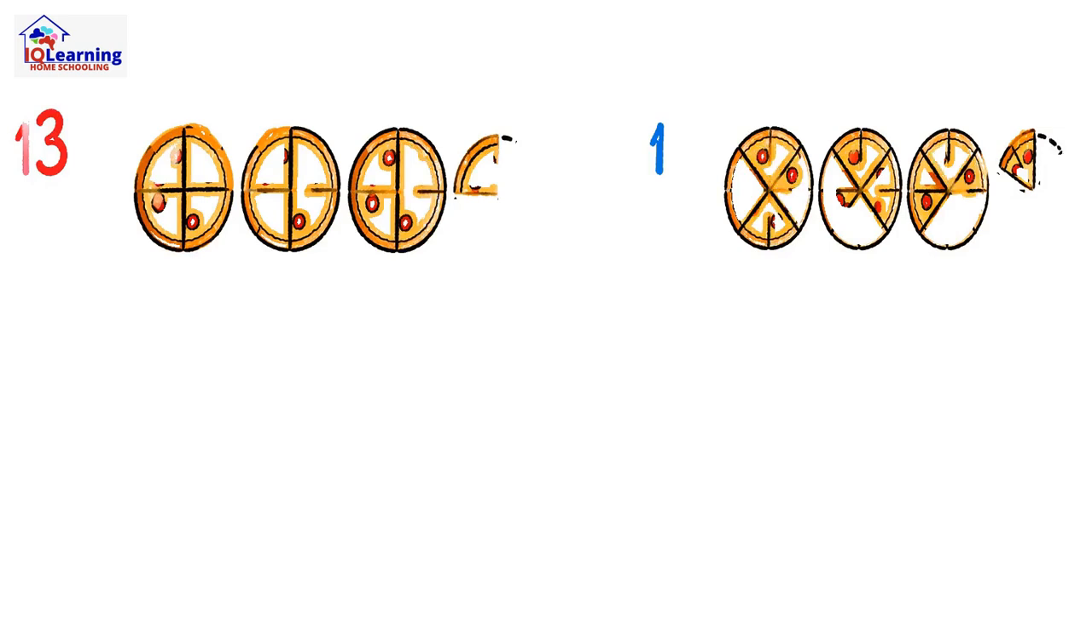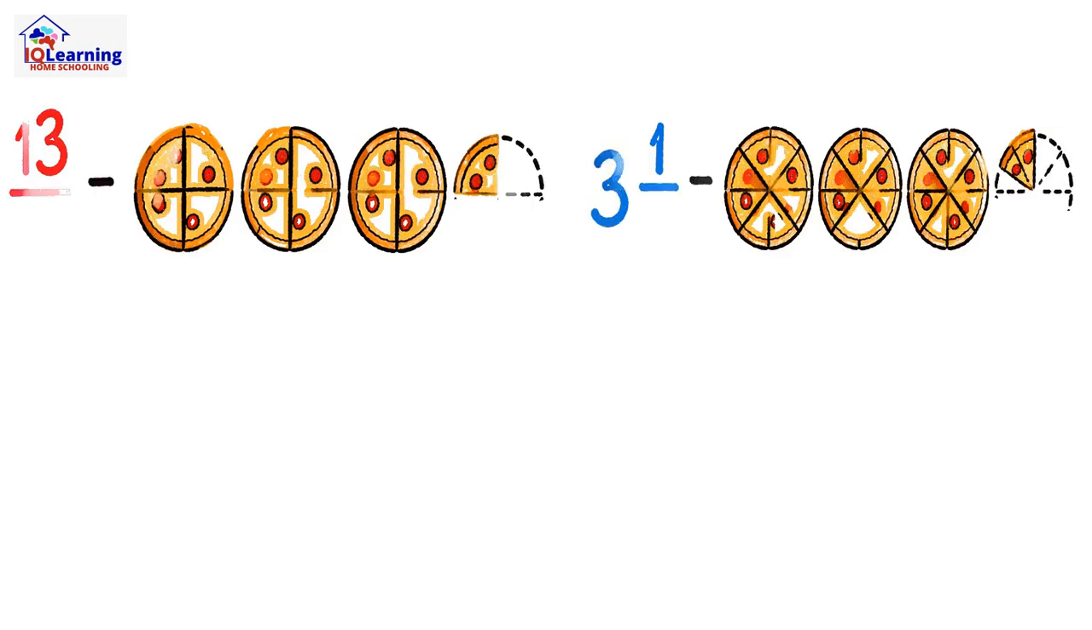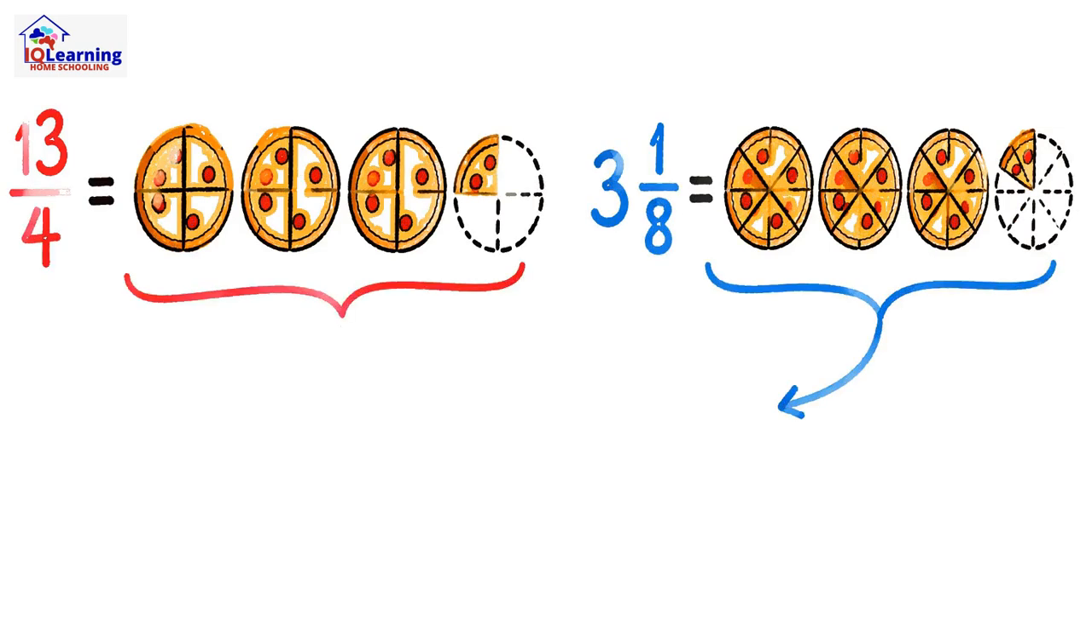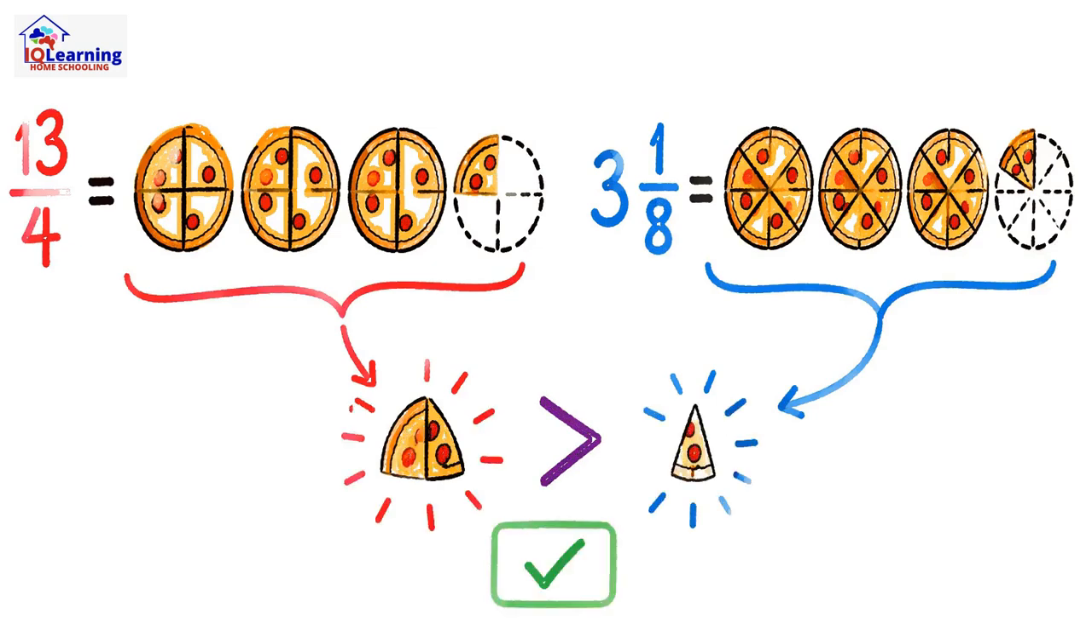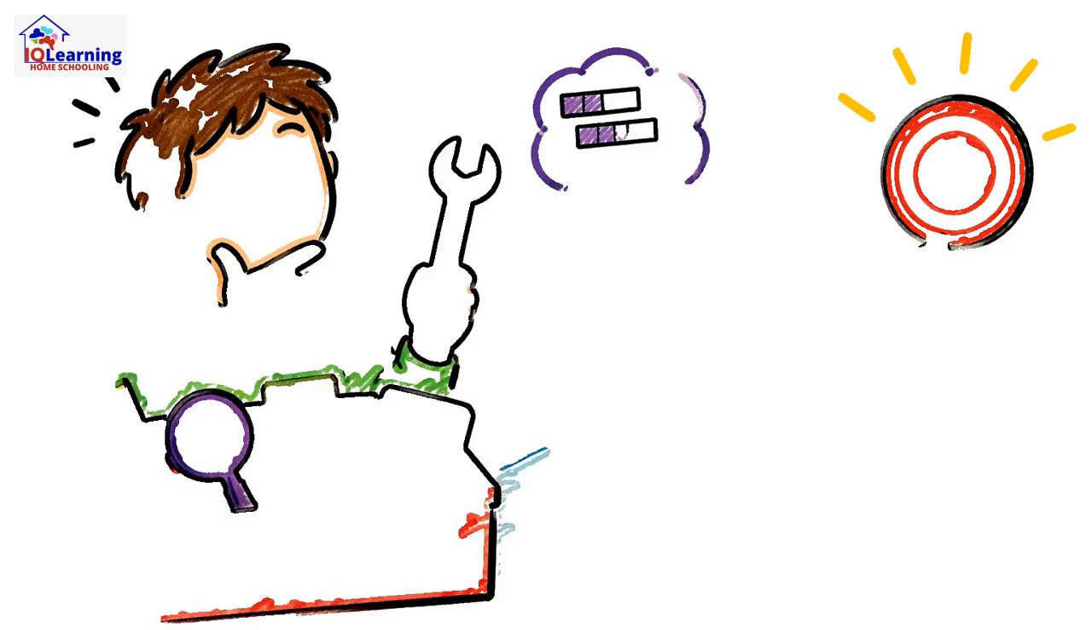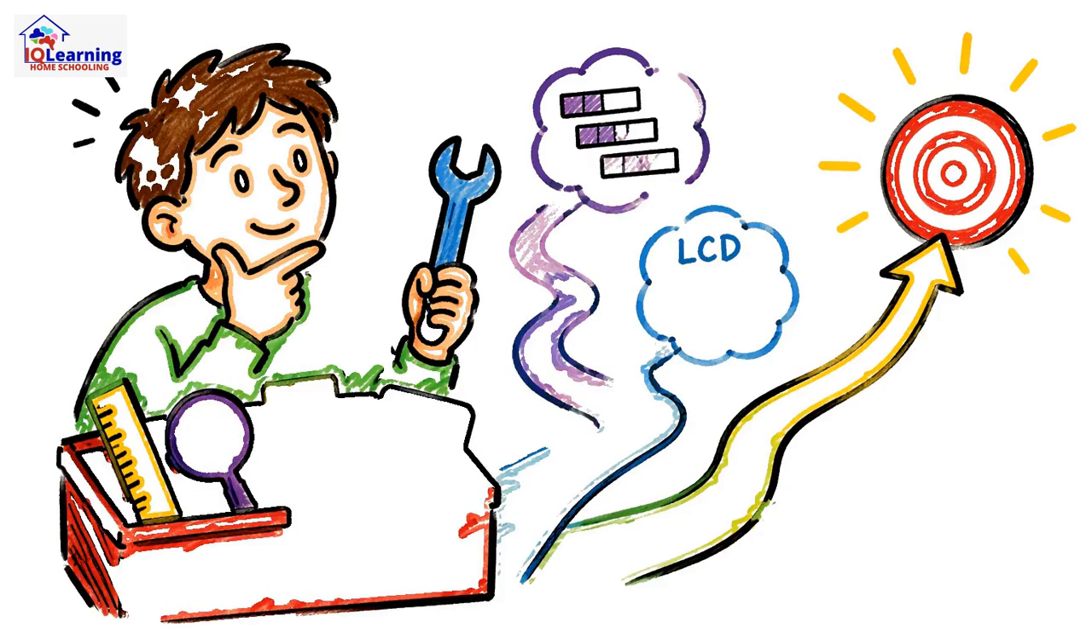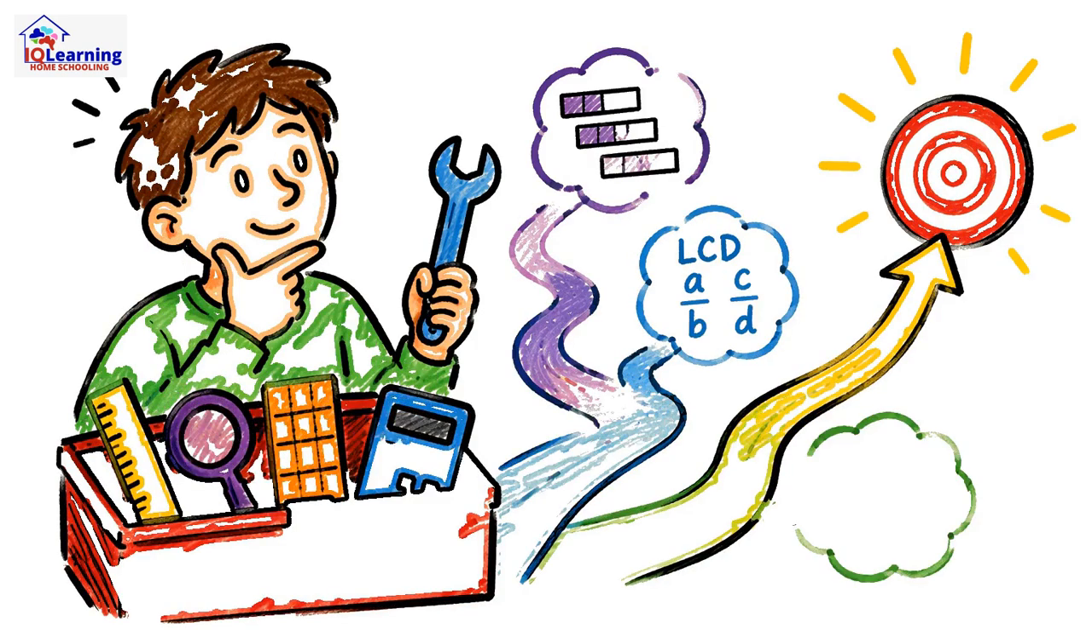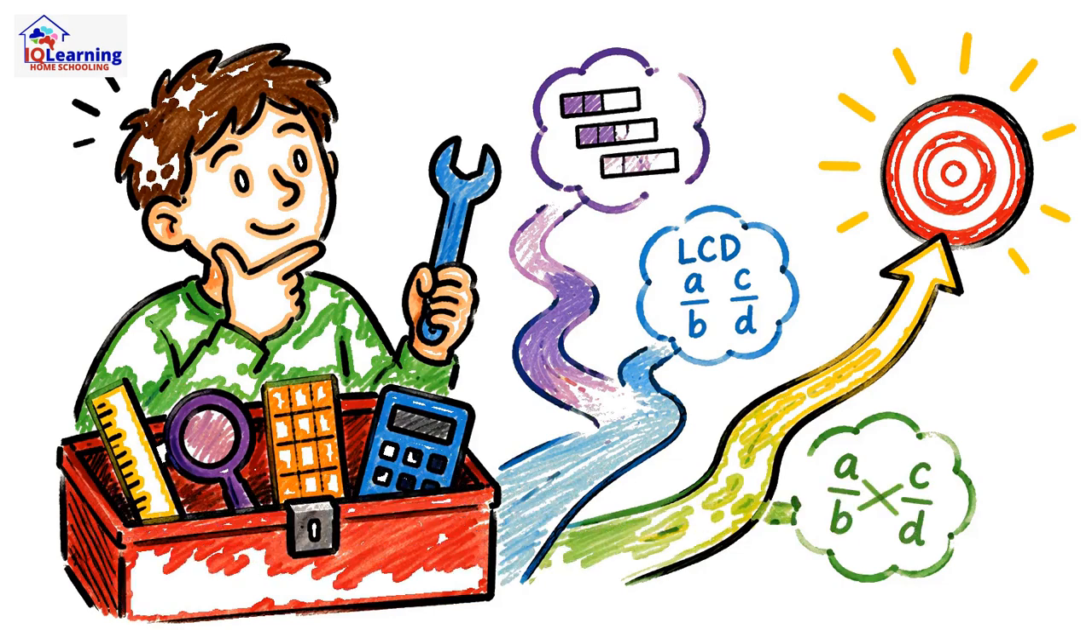So back to the pizza. 13/4 is the same as 3 1/4. Compared to 3 1/8, a quarter is bigger than an eighth, so you take the 13/4. From common denominators to clever shortcuts, you now have a full toolkit. The real skill is knowing which tool to use to find the smartest path to the right answer.